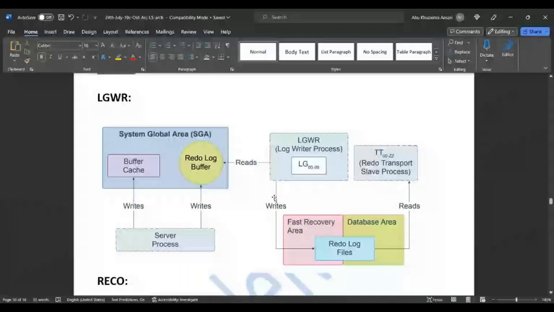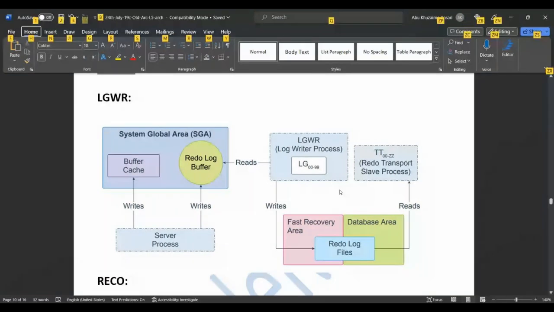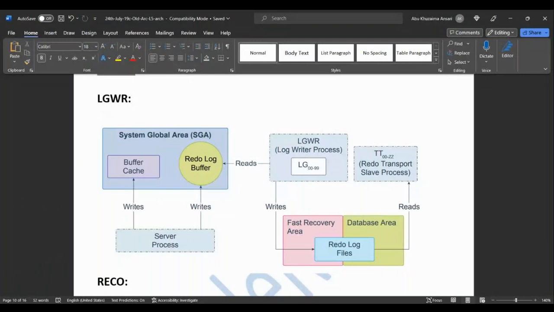So this is the diagram which shows it. Earlier there was one LGWR, but now we have LGWR and slave processes, 0 to 99. You can check that. LGWR writes in this way. Clear, guys? Slave processes are also there for LGWR. Any questions so far?